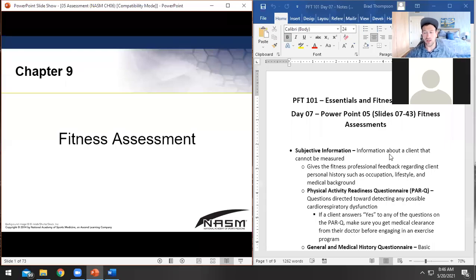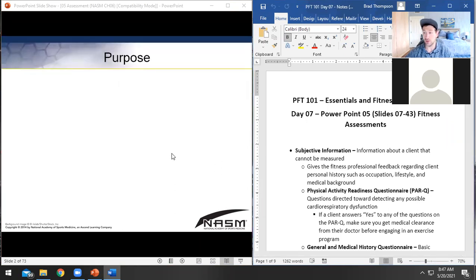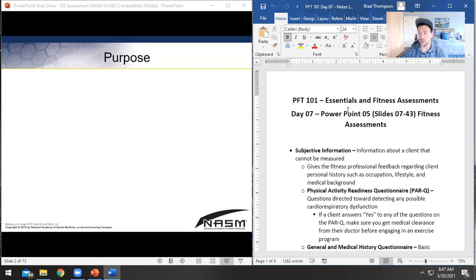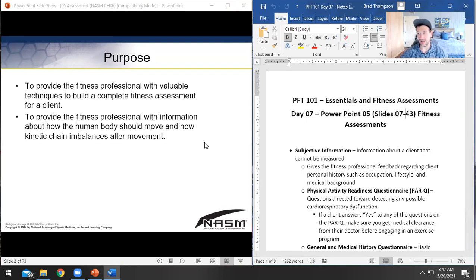All right, so we are looking at chapter 9 today in your regular NASM. We're looking at sort of the fitness assessment approach to things, right? And so as we're looking at this, we're going through slides 7 to 43, which is kind of funny. Like I said, we're actually going to stay in this one PowerPoint this whole time, but we're going to look at the differences between our different types of information and what it really means to do an assessment.